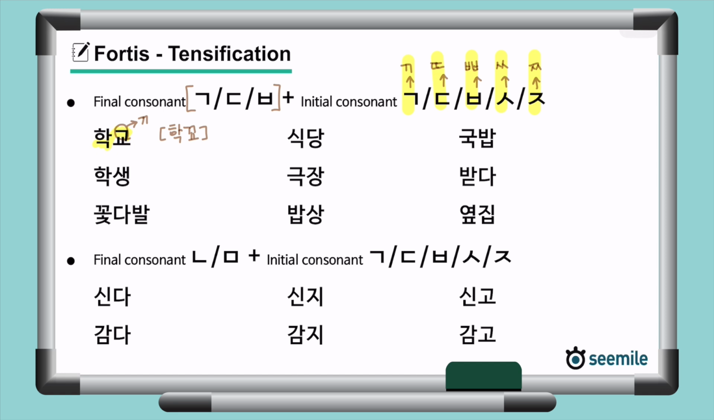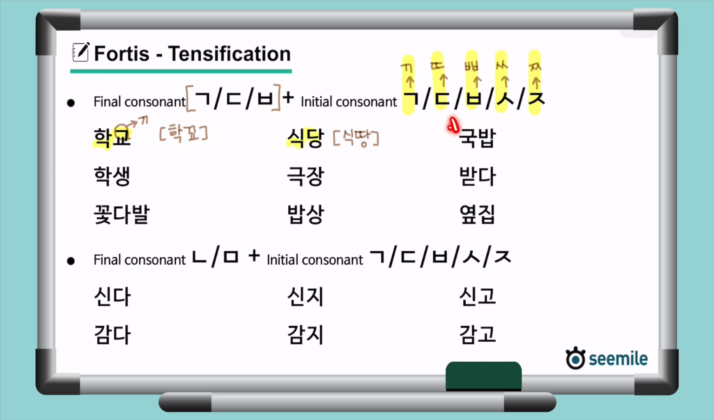If you try pronouncing it with the standard sound of the letters, it would be 학교, and you'll notice that's harder to pronounce. Yes, once again, this rule is for our ease of pronunciation. Let's read the following words.